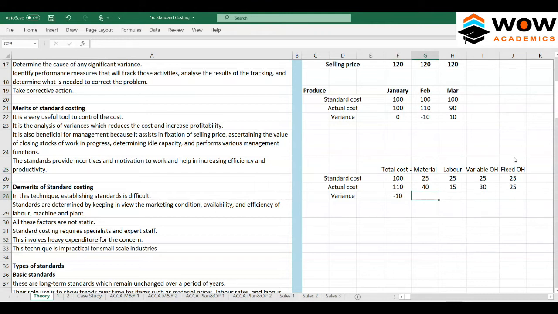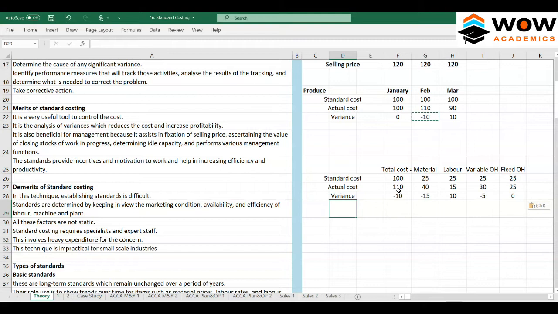In terms of material, there is a 15 negative variance. And in labor there is a 10 positive variance. In variable overhead there is a 5 negative variance, and in fixed overhead there is no variance at all. It's the same. So this table gives a much better picture to the company to take actions.